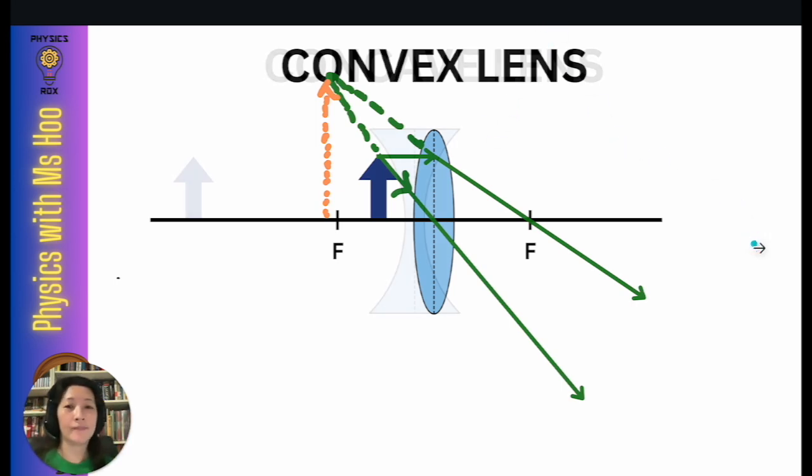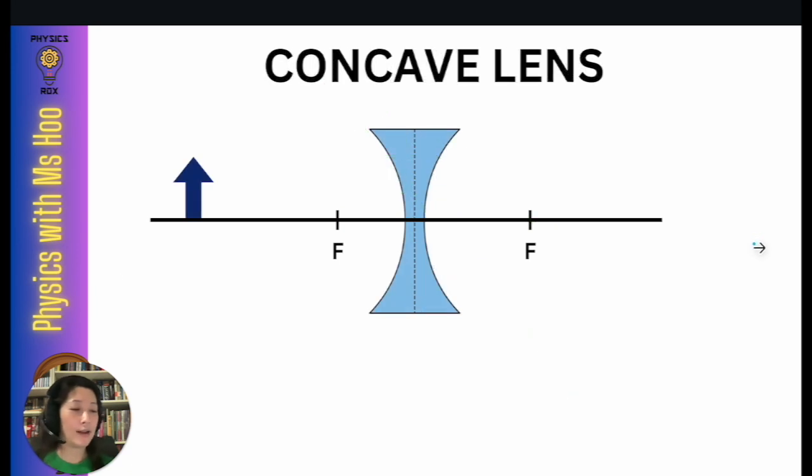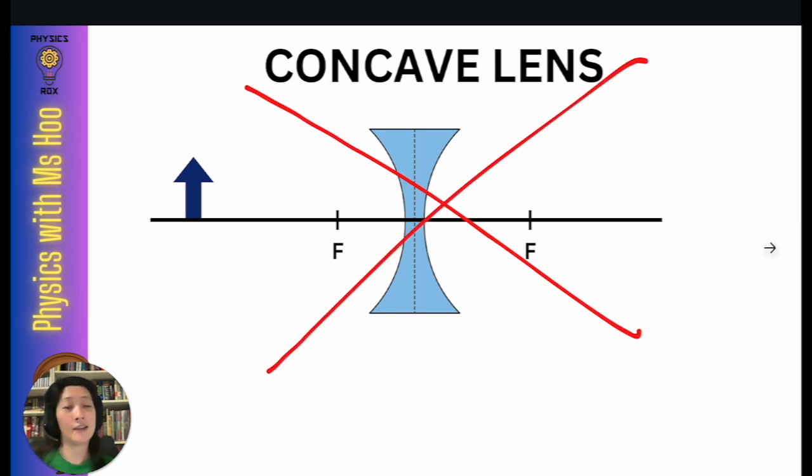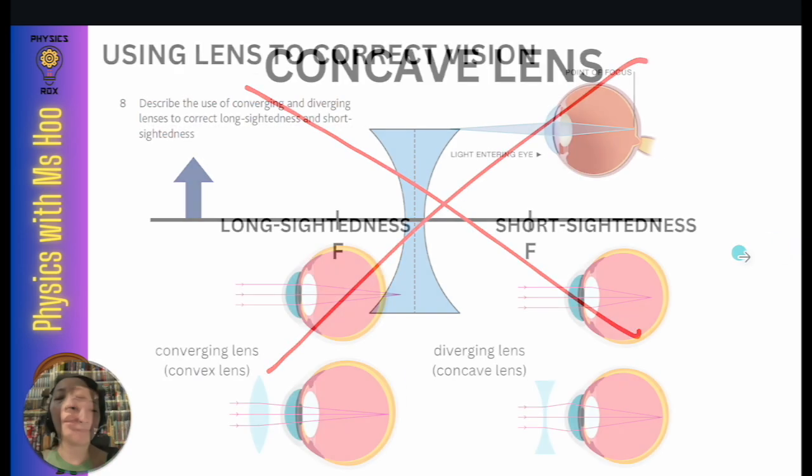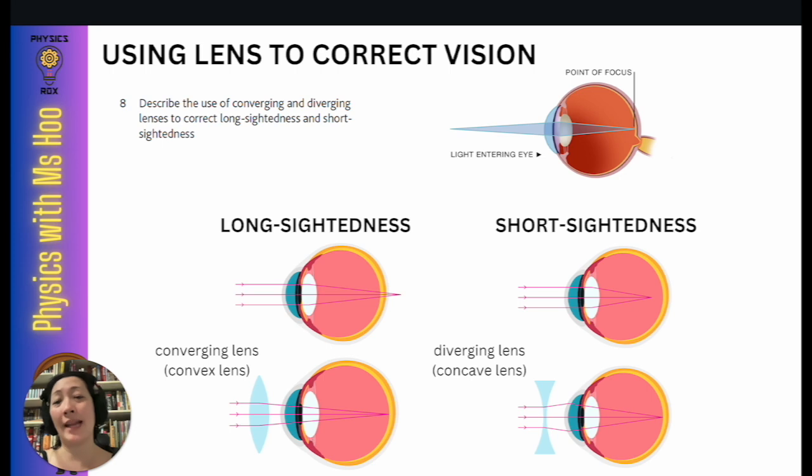Let's move on. Now, for concave lenses. Good news! You don't have to draw the image for concave lenses. Yay! Taken out of syllabus already. So let's move on. So one more thing you need to know about lenses is how lenses are used to correct vision. As stated here in the syllabus, you need to be able to describe the use of converging and diverging lenses to correct long-sightedness and short-sightedness.